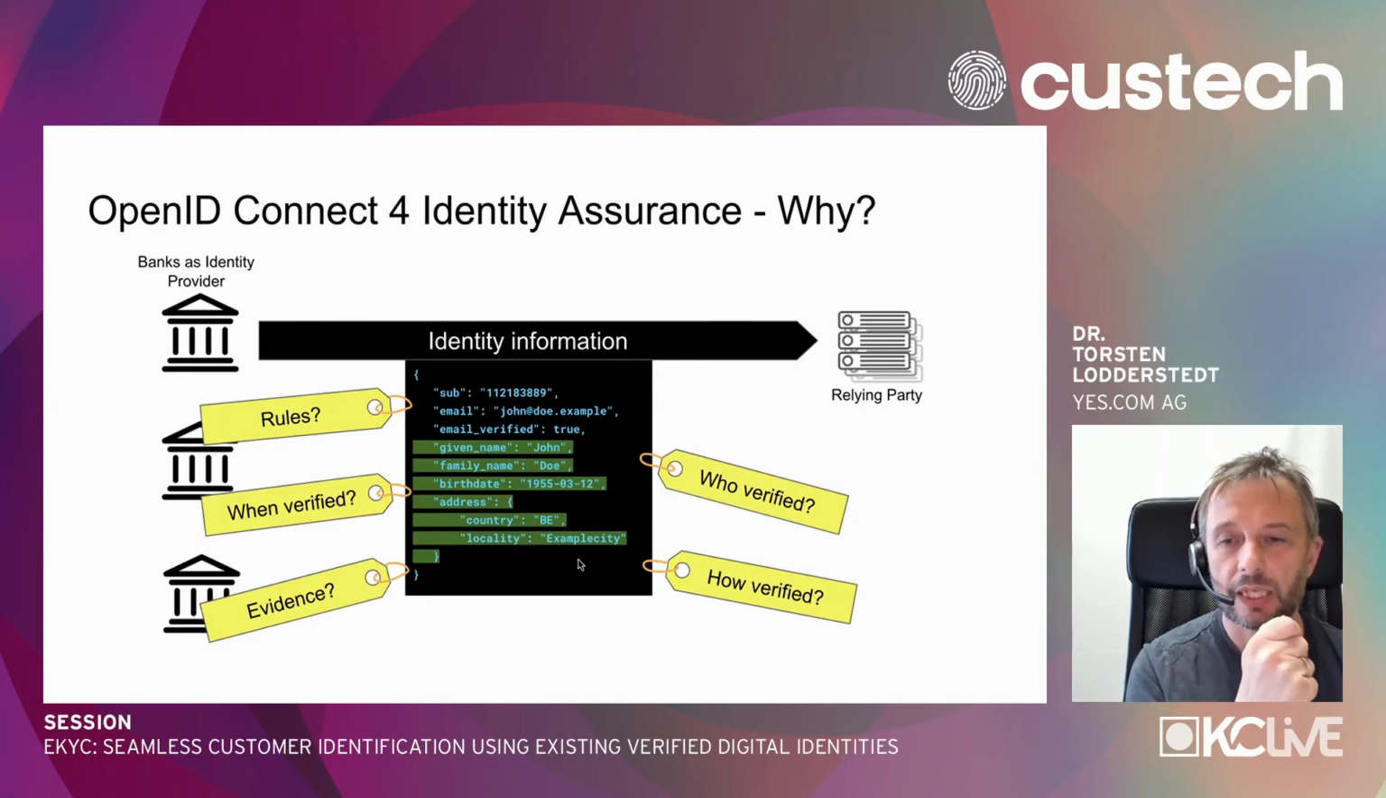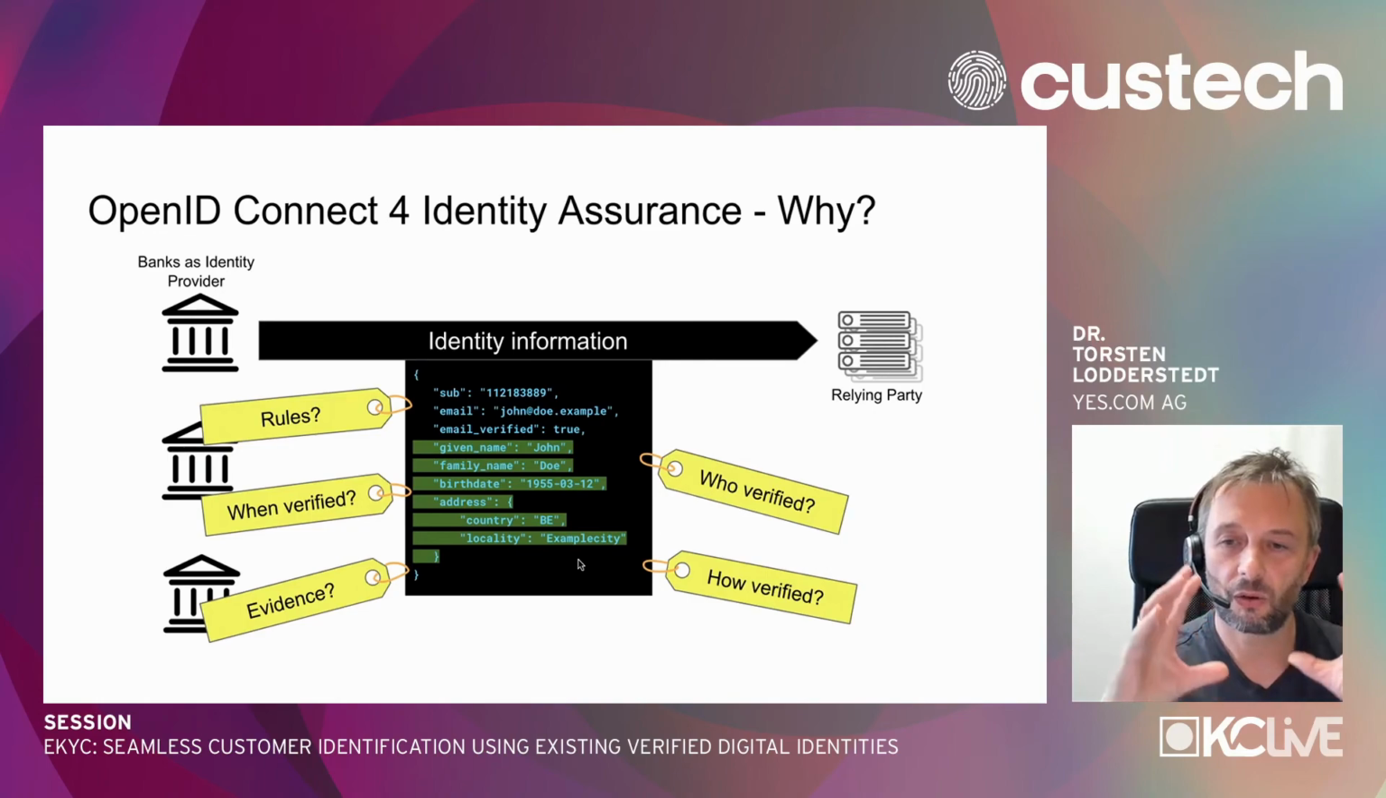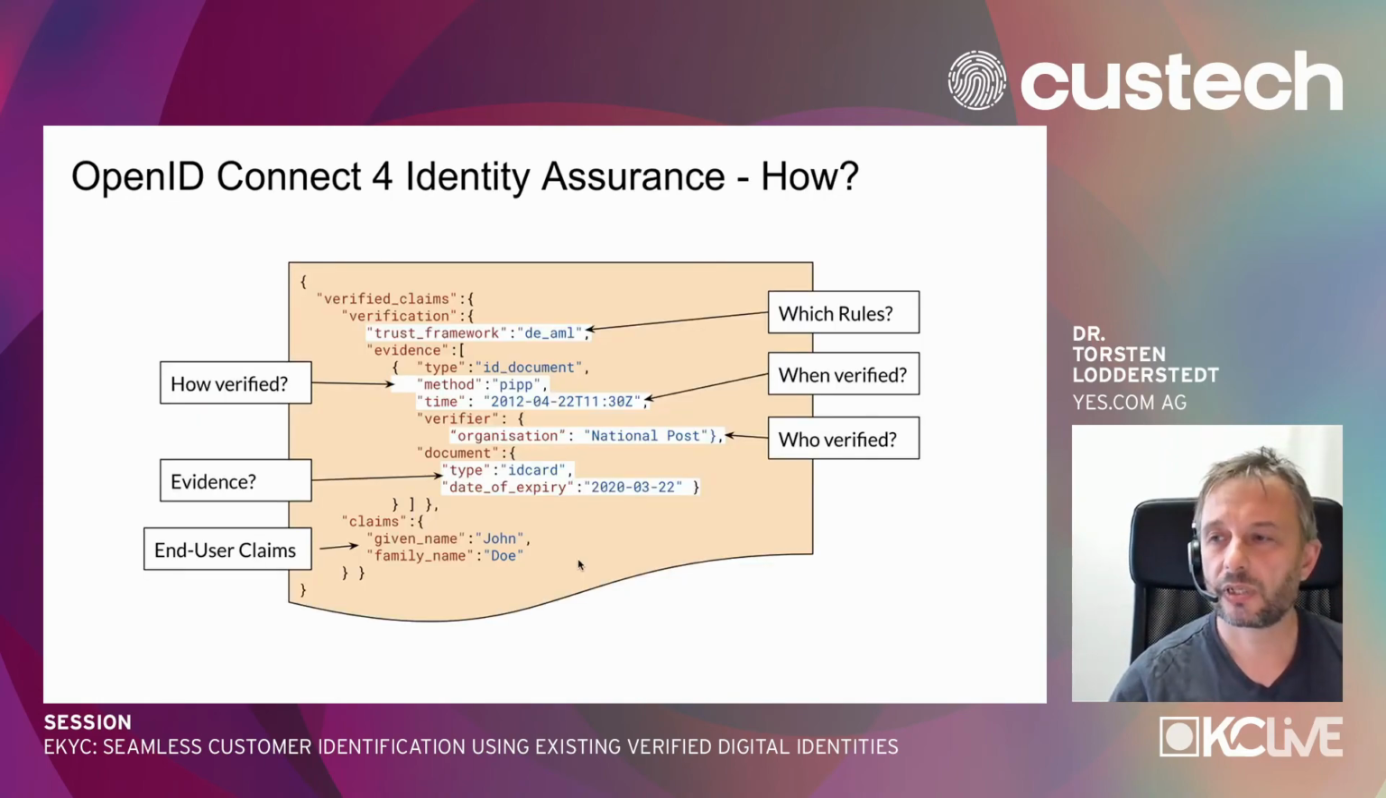So for example, if the data were verified using a video identification method, the relying party, if it operates under the anti-money laundering law in Germany, would not be allowed to use that data. Whereas for eIDAS, the same data could be used. This is just the craziness of regulation, right? But there needs to be clear transparency about all the processes and the trust frameworks that were used. And that's what OpenID Connect for identity assurance does.